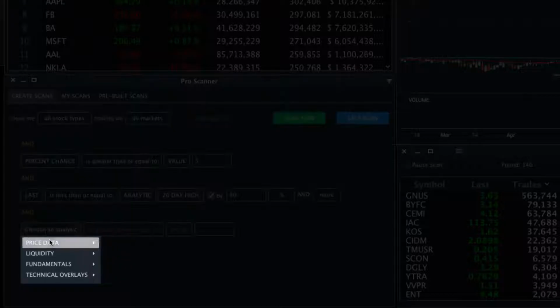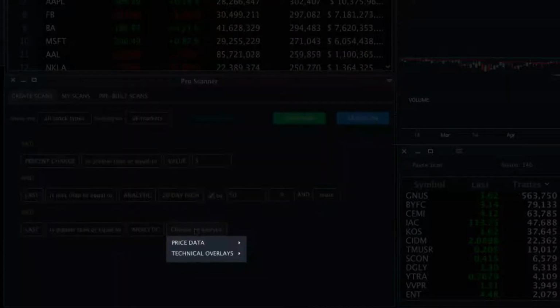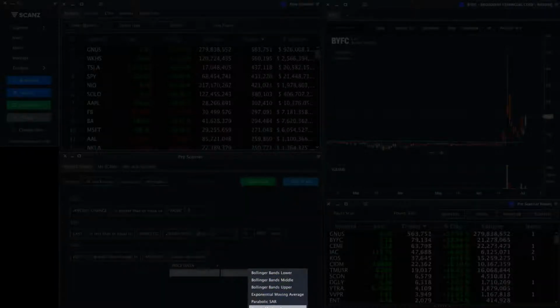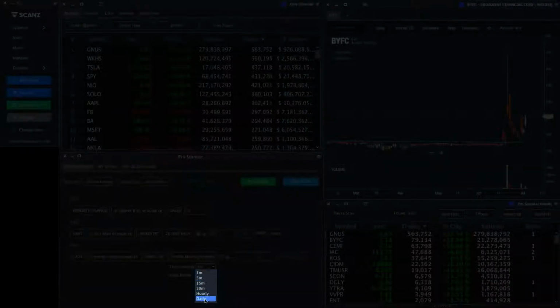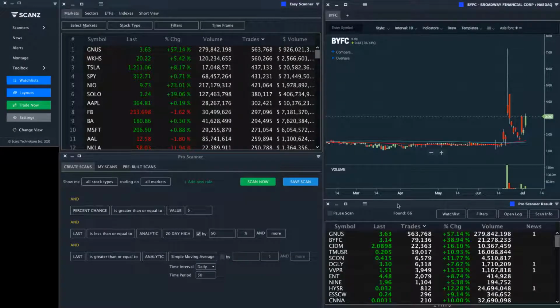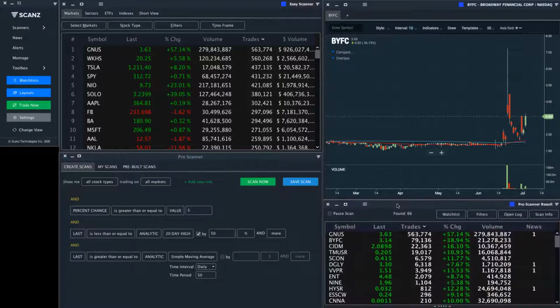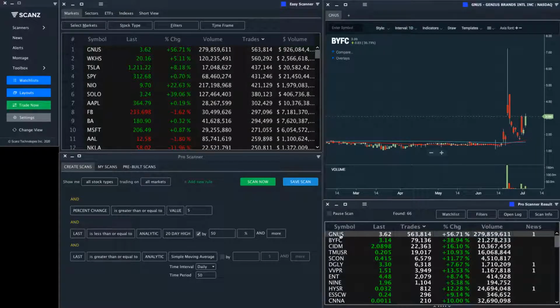Add new rule, price data, last price, is greater than or equal to the analytic. We'll choose a simple moving average and we'll set that to the 50-day. Let's run this scan again and see if we get rid of some of the false positives. We now found 66 results instead of the 140 results we found earlier. We can see that GNUS is still on the list because our scan was designed to find stocks like GNUS, and we can start clicking through these results.